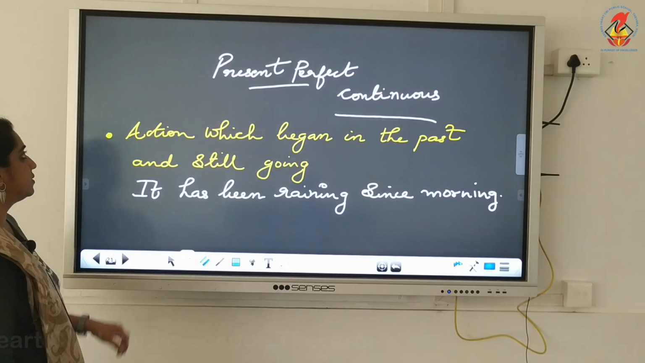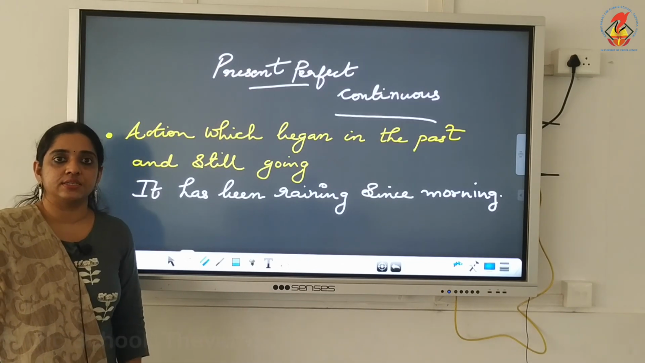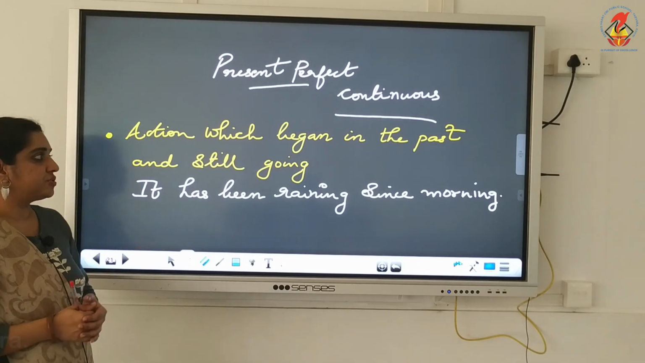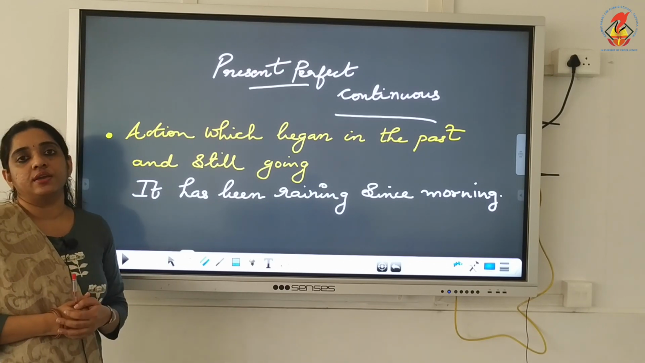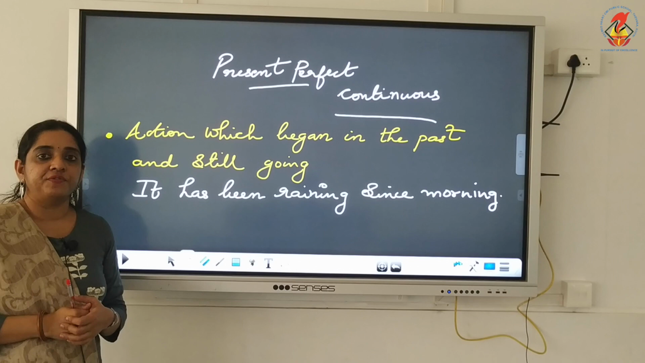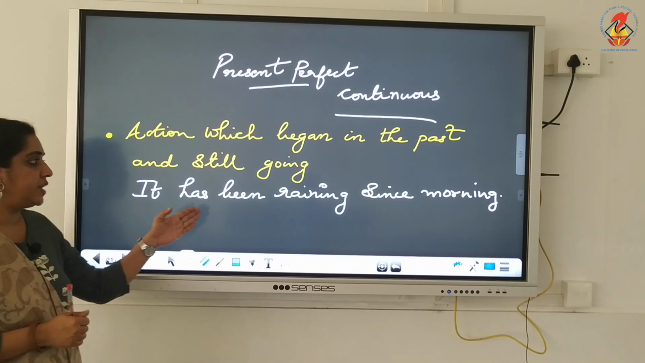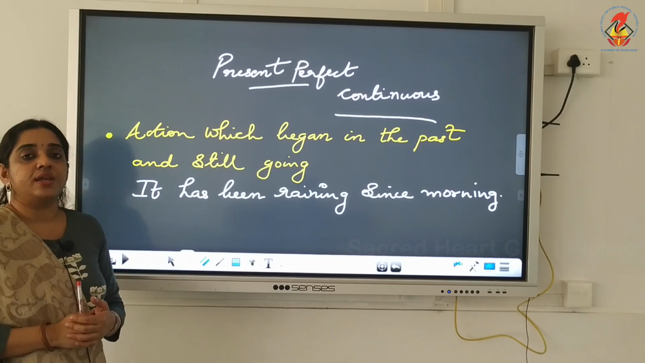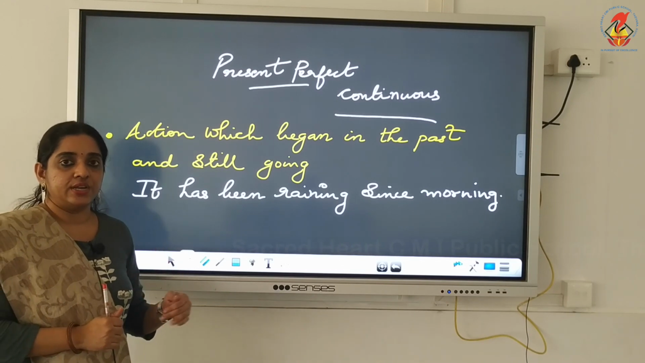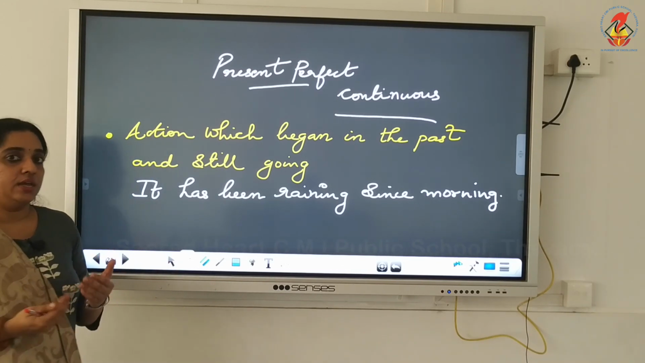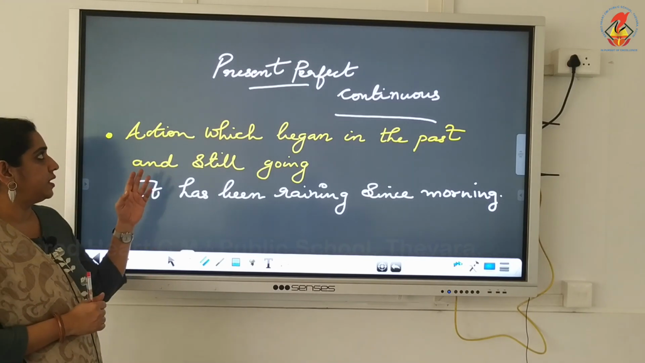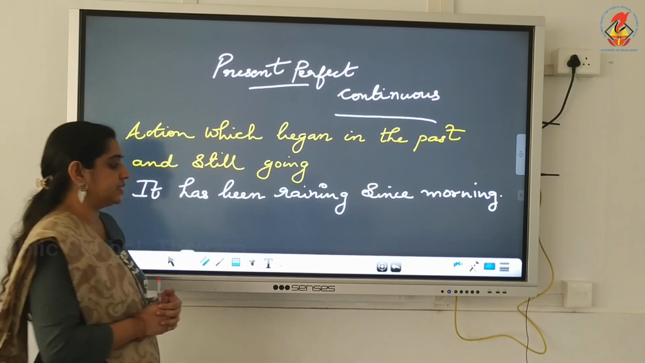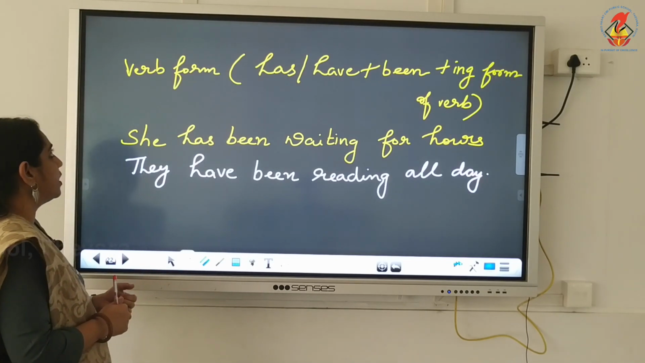Now the next one, present perfect continuous tense. This topic is only a little bit in your textbook. See, an action which began in the past and is still continuing. This is still going on, that is present perfect continuous tense. It has been raining since morning. Now also it is raining. So it has been raining since morning. From morning onwards, the rain is continuing. So for those types of sentences, in the contextual meaning, we can use present perfect continuous tense, like actions which began in the past and are still going.